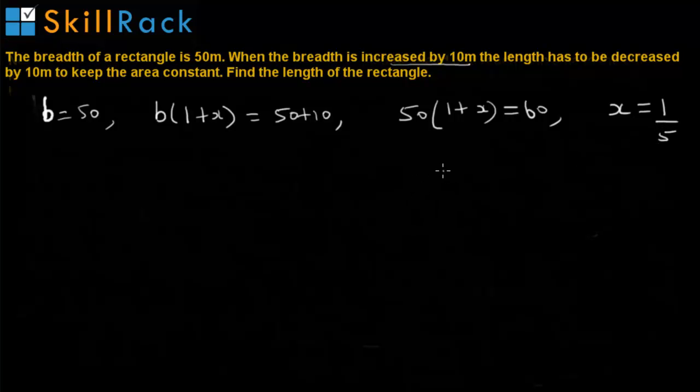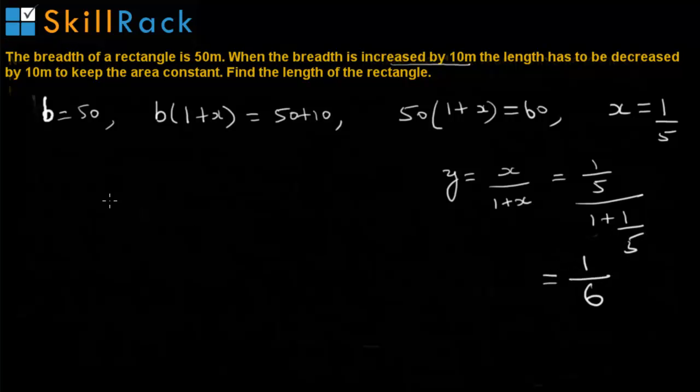Using our formula, y is equal to x by (1 plus x). So y is 1 by 6. So now we know the length is decreased by a factor of 1 by 6. So L into 1 by 6 is equal to the decrease, which is 10 meters. So the length when b is equal to 50 is 60 meters.